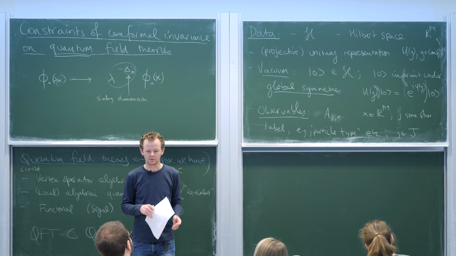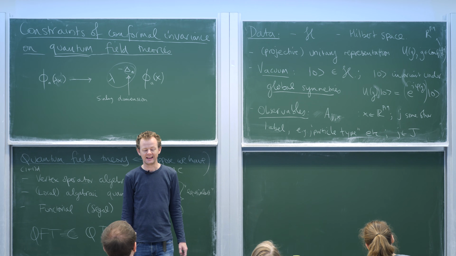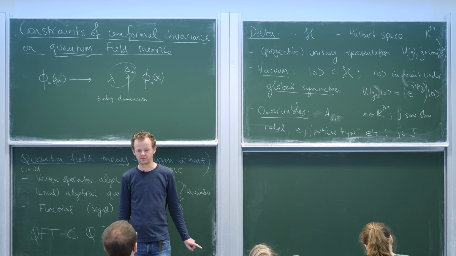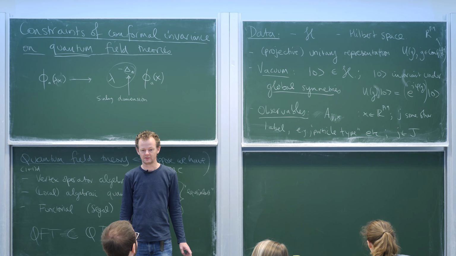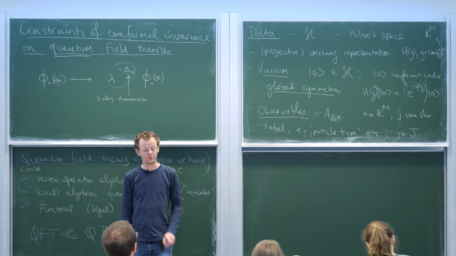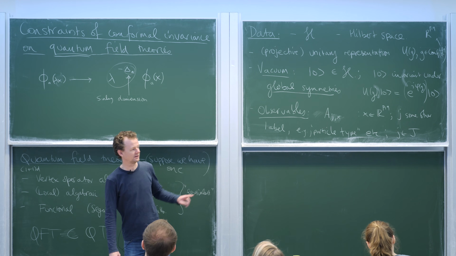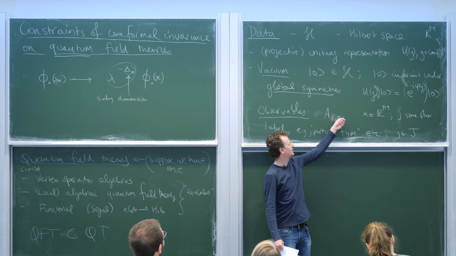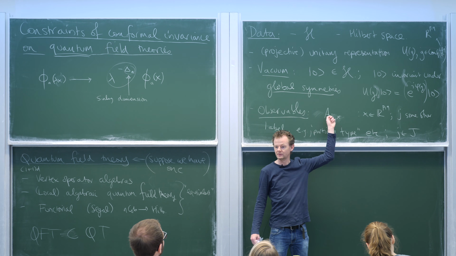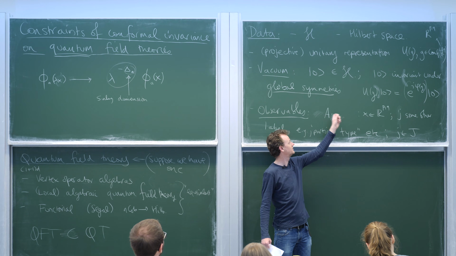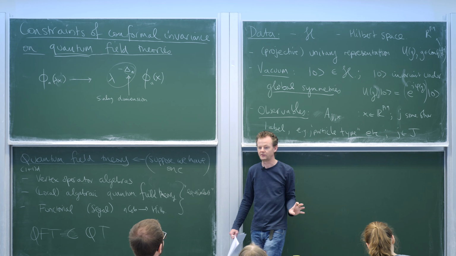Yep. So far, the x is only a label of the A's. You didn't make any requirement of locality. No, that's a good observation. So here I just said x is a label. I didn't say that this A is local in any sense yet. I just said that we have a bunch of observables labeled by this quantity x.